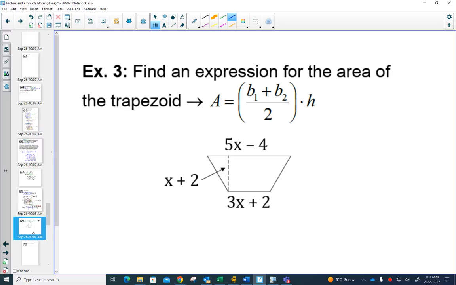When we look at what happens with regular numbers, let's say I gave you this trapezoid. The area of this trapezoid is 32. Can you see that the average of the top and the bottom is 8? And 8 times 4 would give me 32.